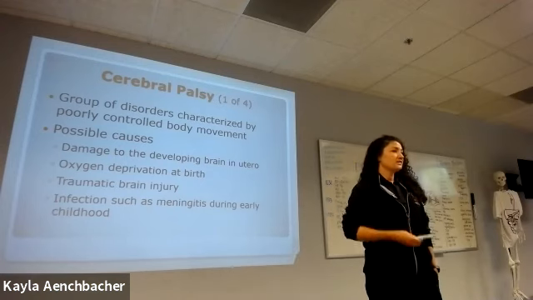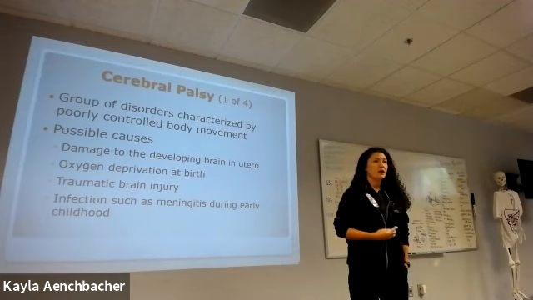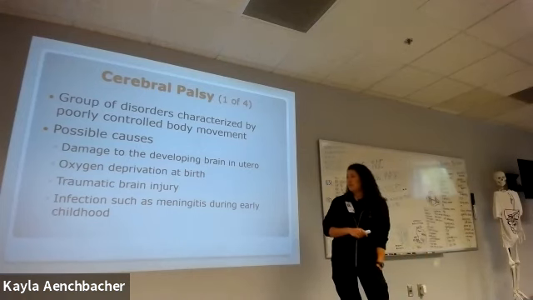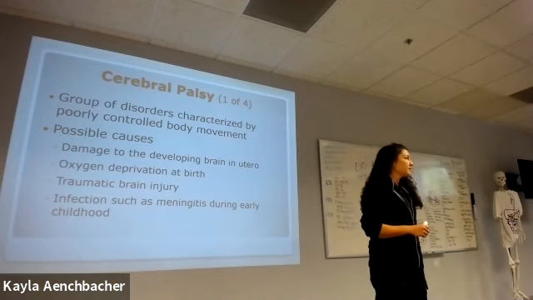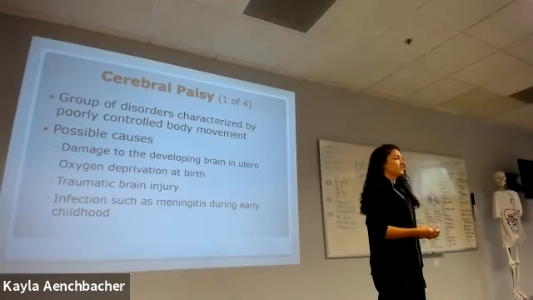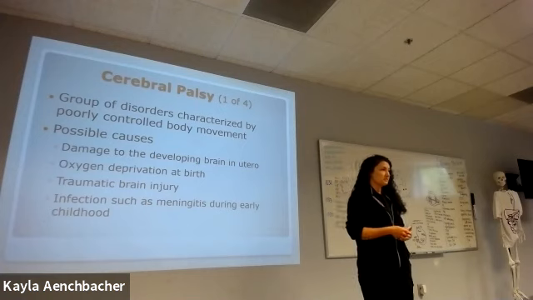Whether they were significantly hypoxic when they were inside of mom, in the process of coming outside of mom, it can be caused by a TBI, or it can be caused by significant meningitis. All right. So if that brain is negatively affected by hypoxia or injury or illness, then you can develop cerebral palsy. How do these patients present?